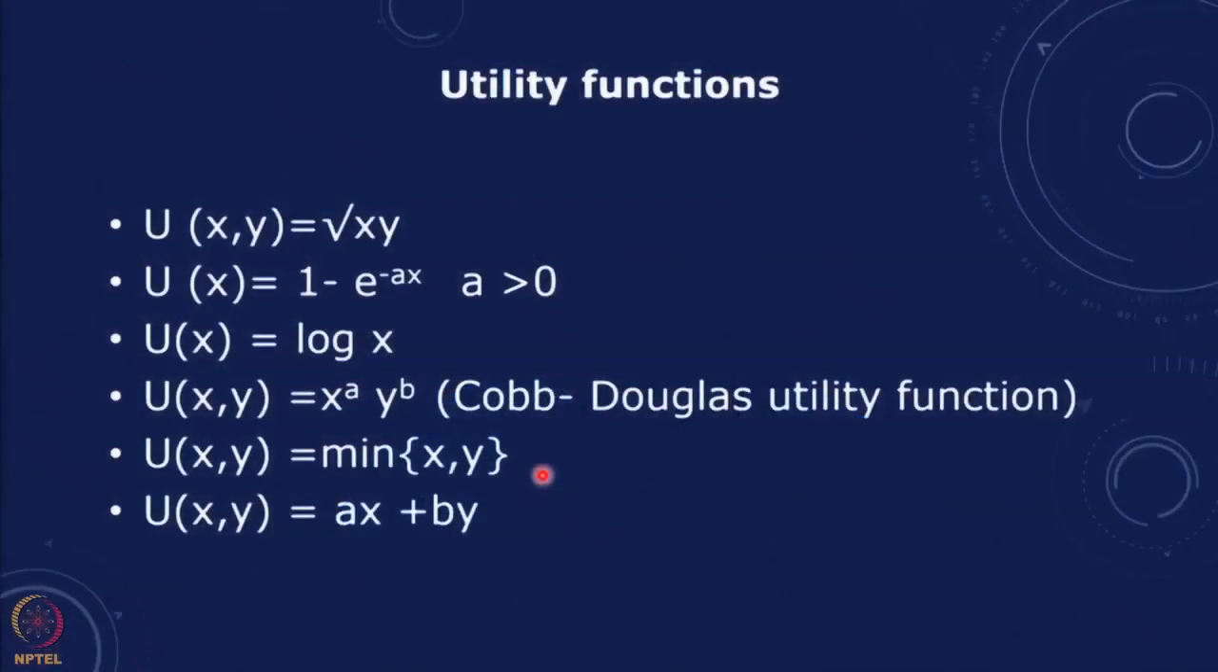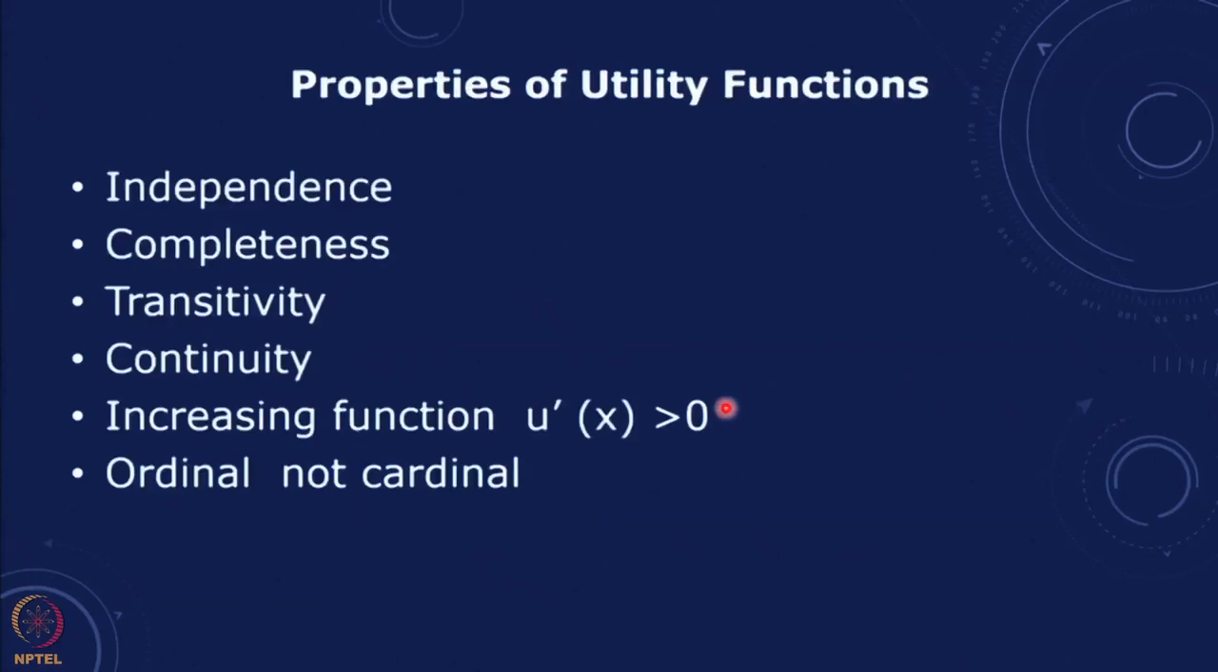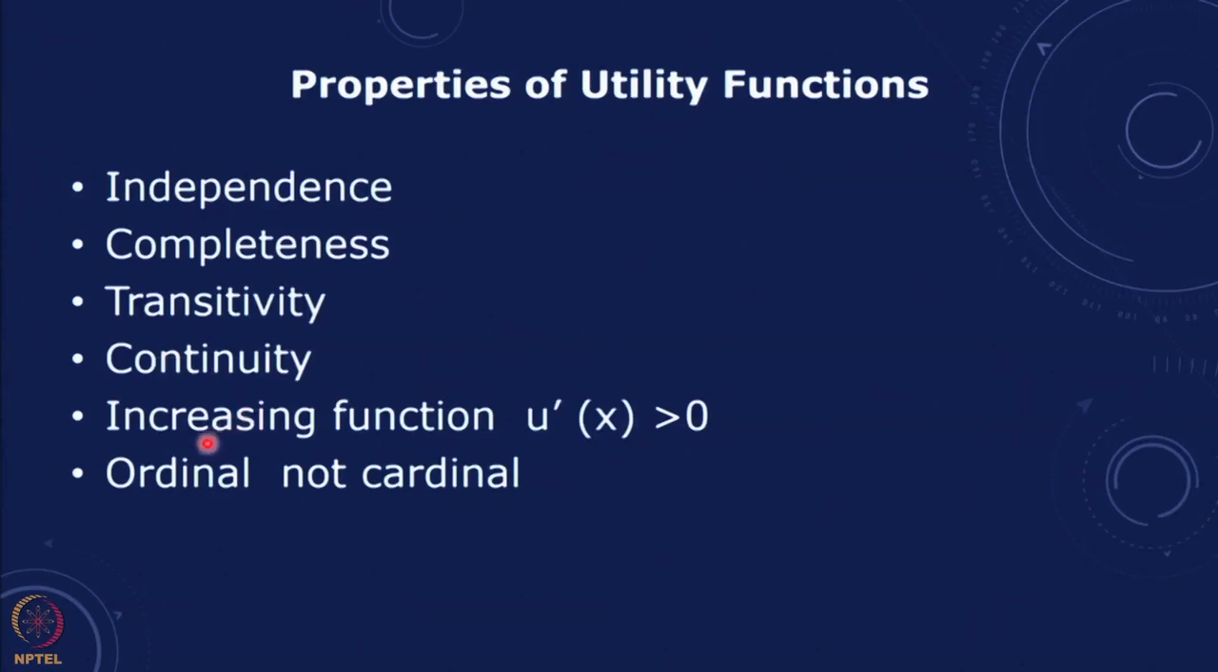You can cross-check whether these are convex and whether they can represent utility functions. These are some of the functions which have been used in literature in mapping utility. What are the properties of the utility functions? The first one is independence: the utility is dependent only on the choice between those goods. Completeness: it maps the entire range of choices. Transitivity: we saw the transitivity of the preferences, and now transitivity holds for the utility function. Continuity, and it is an increasing function with u dash x greater than 0.